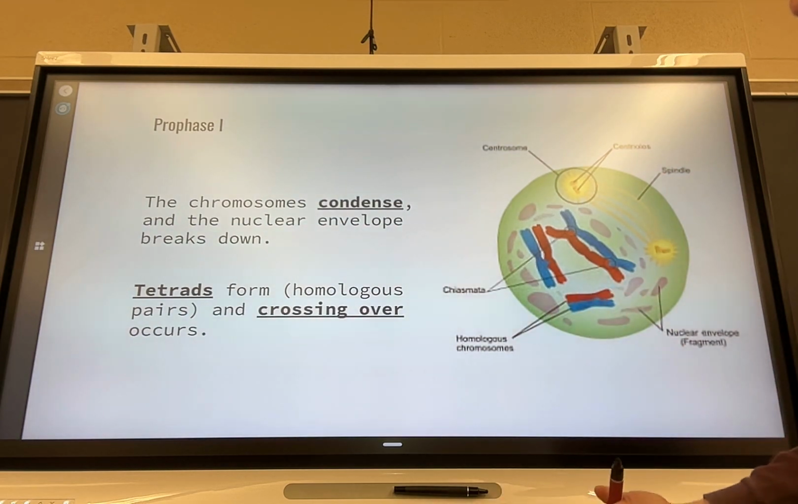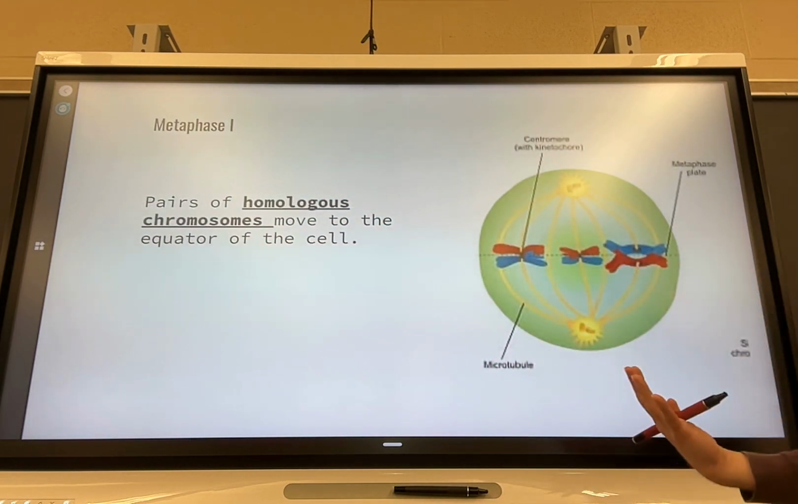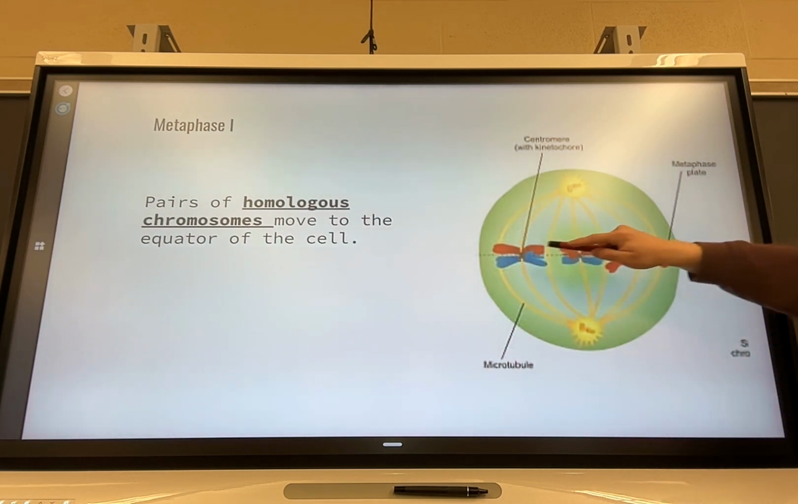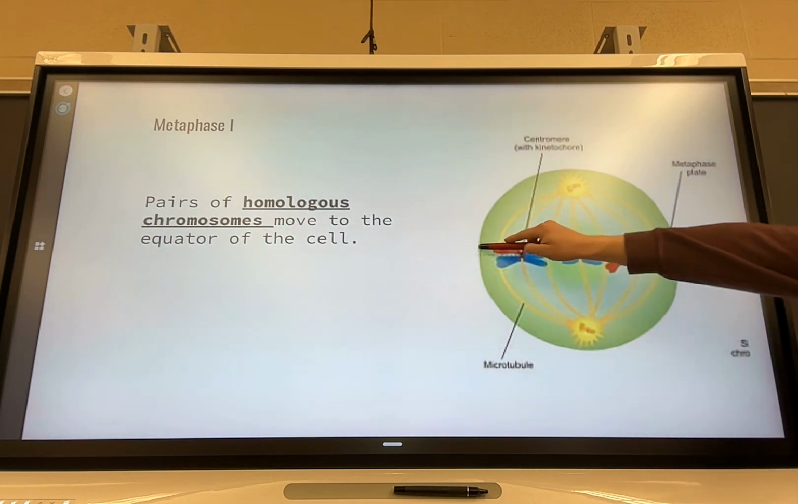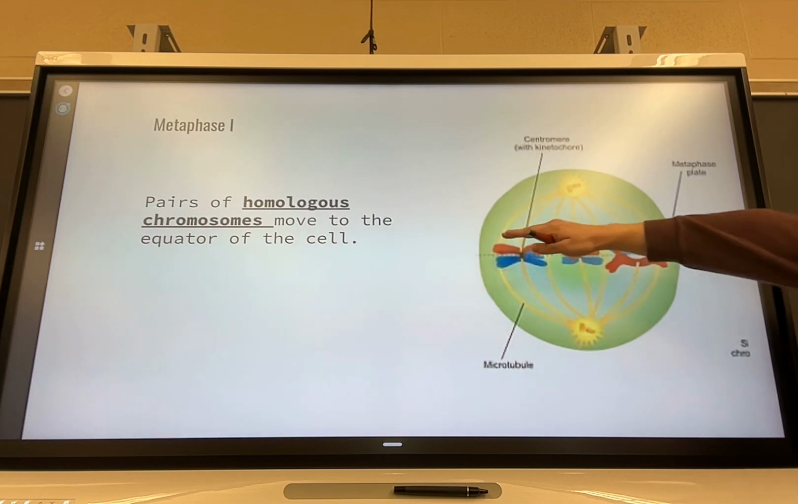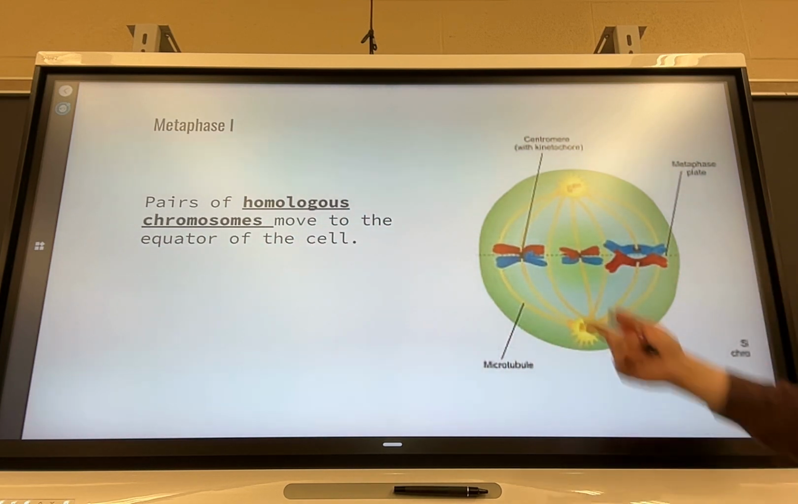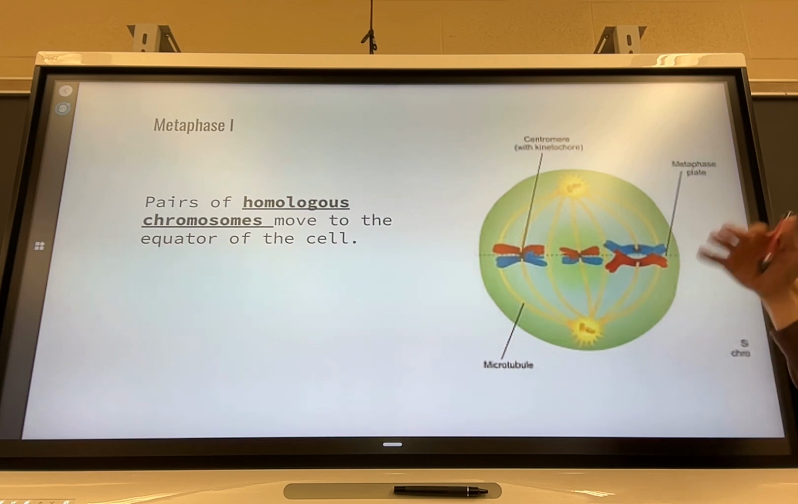Once this has happened, we move into metaphase. Metaphase, typical characteristics, the chromosomes are going to line up at the metaphase plate in the equator, so this middle band around the cell. In this case, though, instead of the individual chromosomes lining up, the homologous pairs are going to line up at the equator.